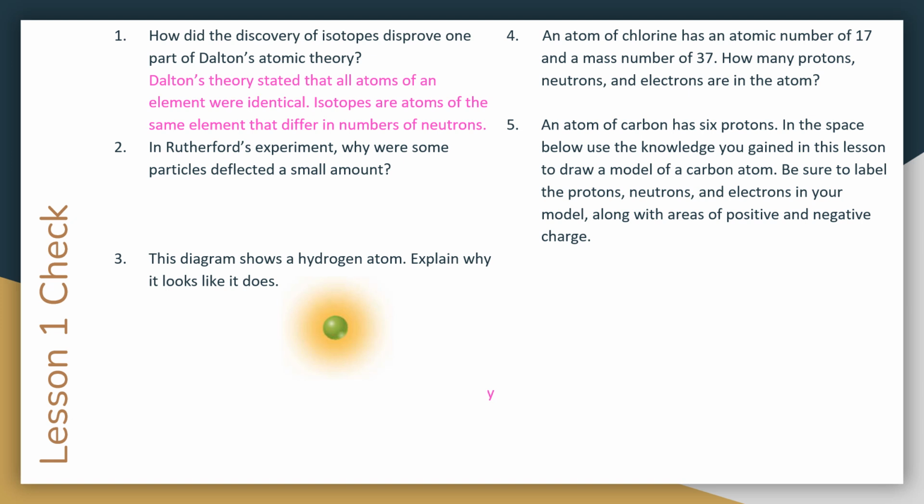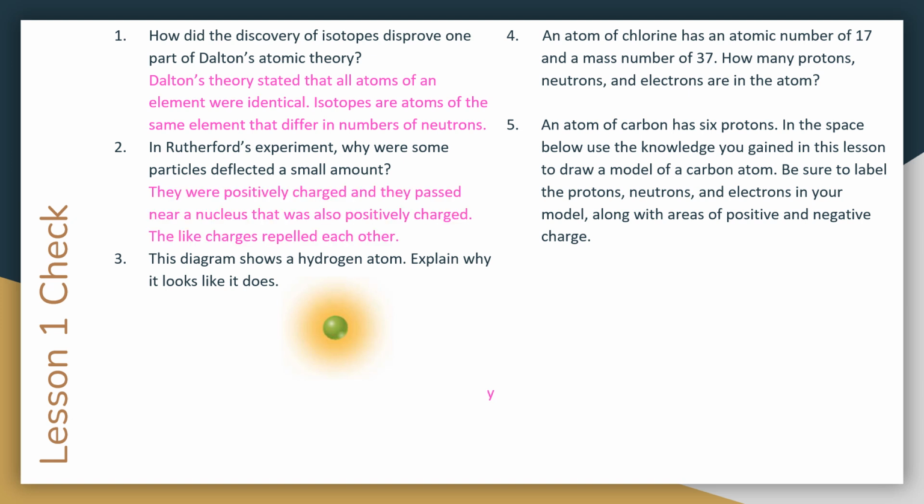All right, so in Rutherford's experiment, why were some particles deflected a small amount? And those were the particles that passed near a nucleus. So they were positively charged and they passed near a nucleus that was also positively charged. And so then the like charges repelled each other.